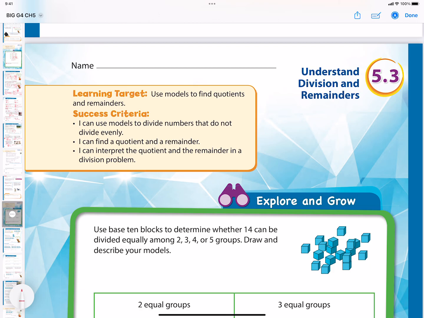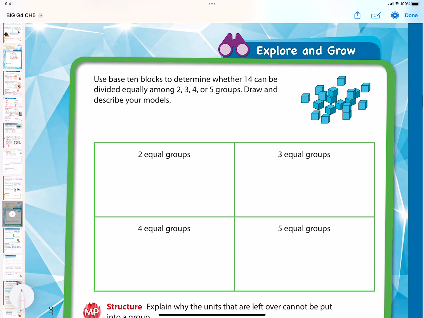Today's lesson is 5.3, Understand Division and Remainders, finally. Now we are going to use models to find quotients and remainders. It's going to be easier than estimating quotients, where we had to think about in-between numbers, right? But here it's very clear.